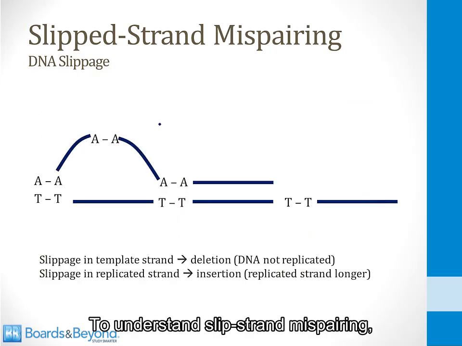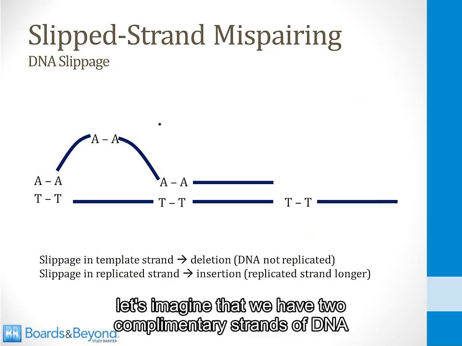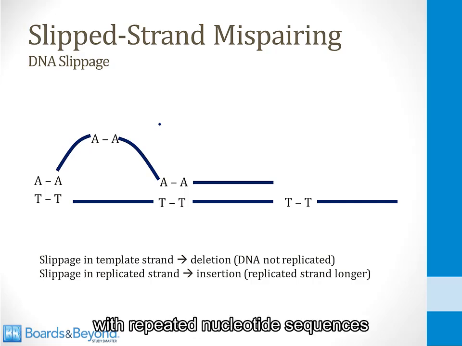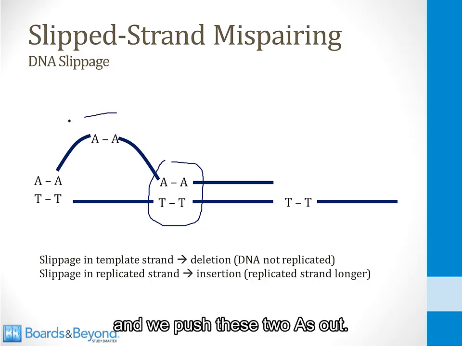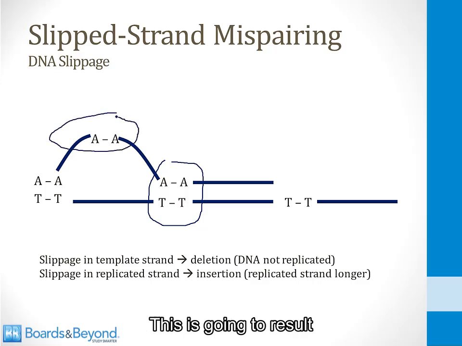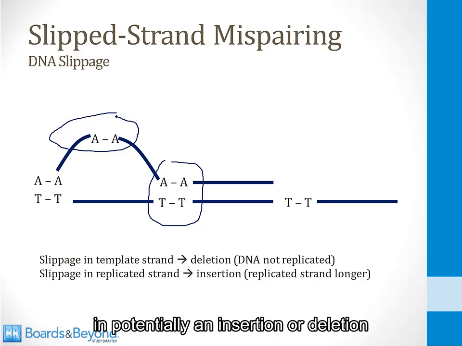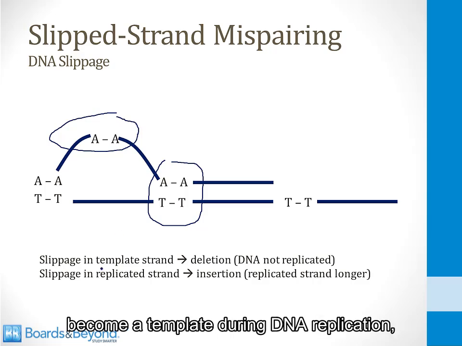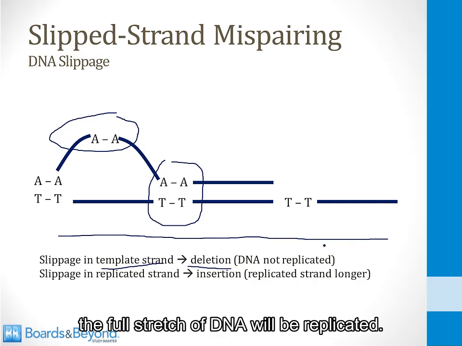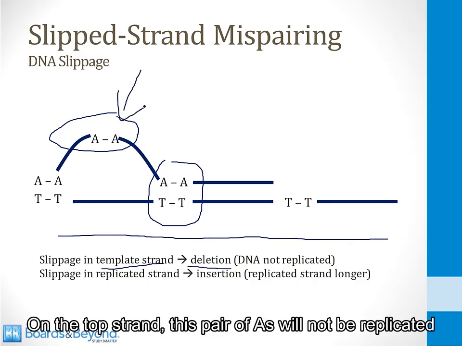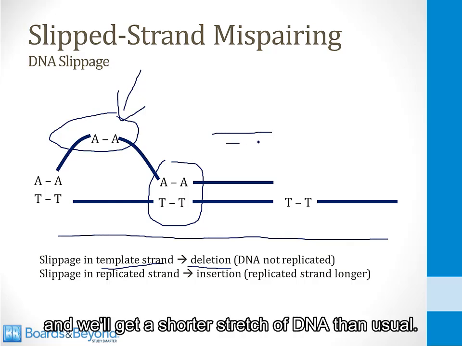To understand slip strand mispairing, let's imagine that we have two complementary strands of DNA with repeated nucleotide sequences, just like I showed on the last slide. Now let's imagine that these two A's mispair with the wrong T's, and we push these two A's out. This is going to result in potentially an insertion or deletion because of this mispairing. If these two strands I've shown on the screen become a template during DNA replication, this will result in a deletion. On the bottom strand, the full stretch of DNA will be replicated. On the top strand, this pair of A's will not be replicated and will get a shorter stretch of DNA than usual.